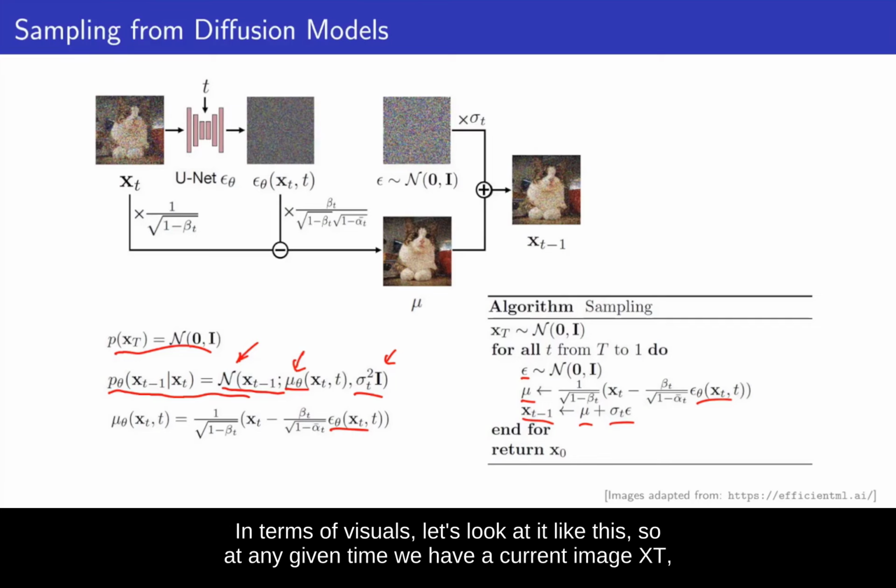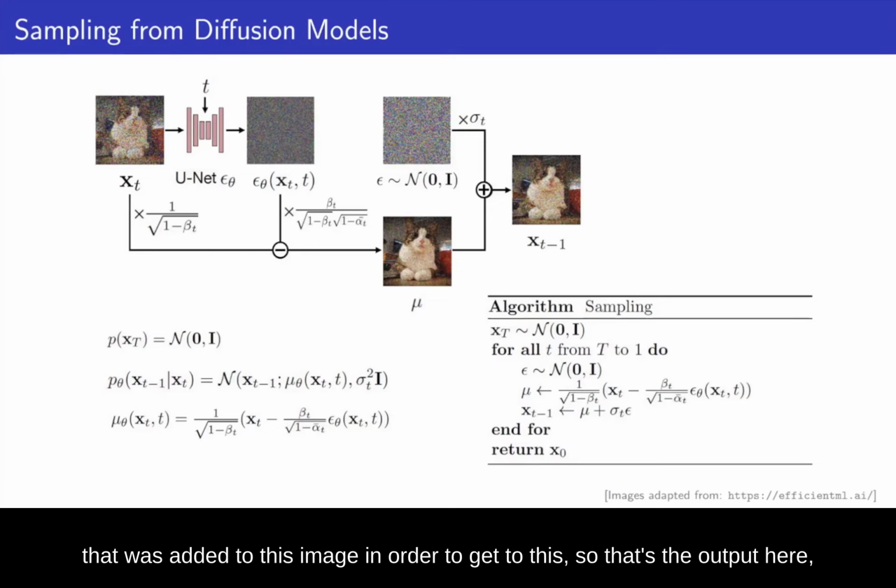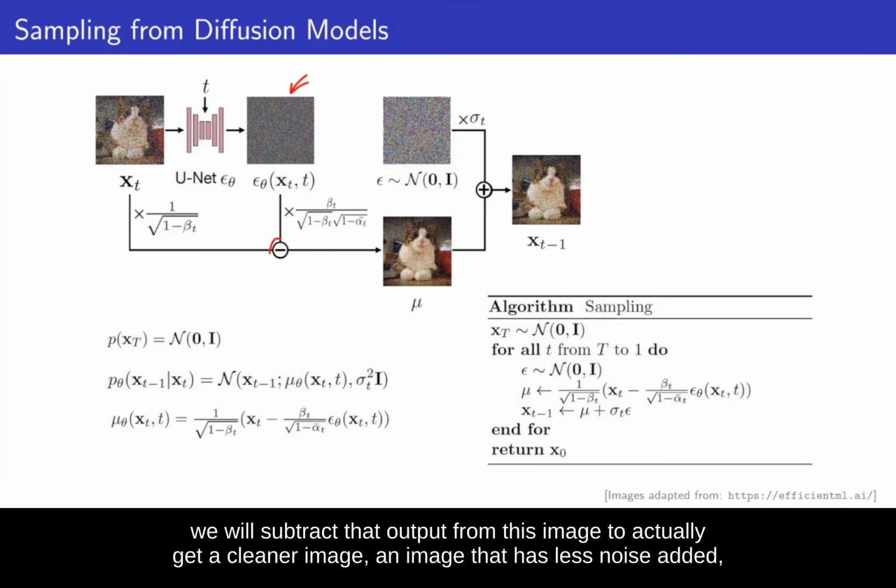In terms of visuals, let's look at it like this. At any given time, we have a current image, xt, we feed that into a UNet together with the current step t in order to get a prediction of what we think is the noise that was added to this image in order to get to this. So that's the output here. We will subtract that output from this image to actually get a cleaner image, an image that has less noise added.